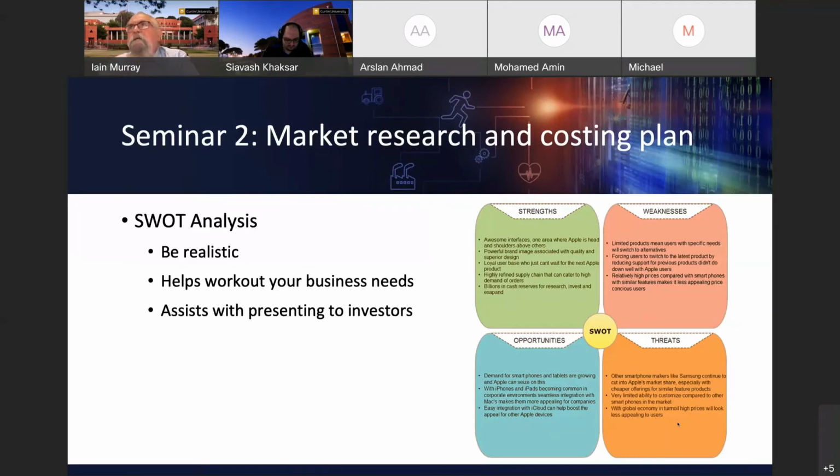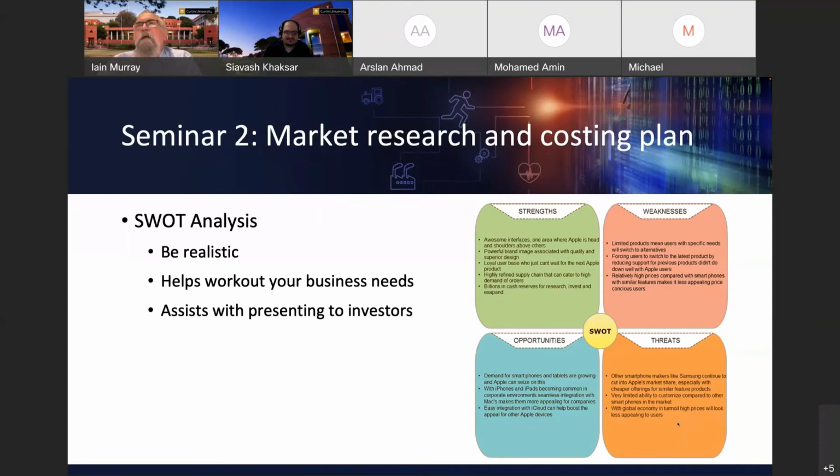Opportunities are things that you are in a position to take advantage of. In the case of Apple, demand for smartphones and tablets is growing, so Apple can jump on that. iPhones and iPads, common operating environments, good seamless integration, and that's moving into the laptops as well. The threats in Apple's case: people like Samsung, strange people like Google Pixel phones. So there's a lot of market competition as well.